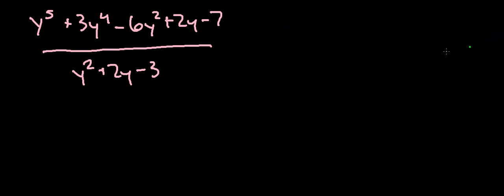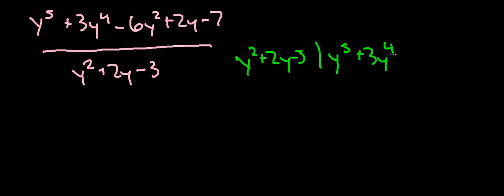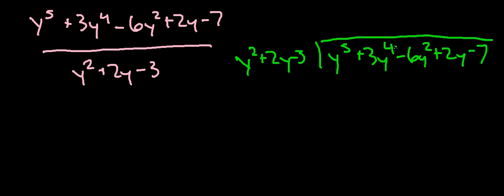So let's set up our division problem. Let's write it over here. So y squared plus 2y minus 3, and we are dividing that into y to the 5th plus 3y to the 4th minus 6y squared plus 2y minus 7. So again, our first order of business is for our coefficients to be equal to each other, just like a regular division problem. So we multiply this by y cubed in order for it to be equal to y to the 5th. So y cubed.